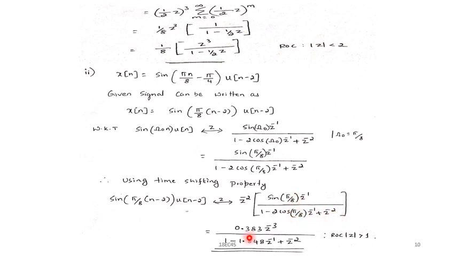So sine pi by 8 I'll get 0.383 and 2 cos pi by 8 will be 1.848. Substituting that, we'll get the answer as 0.383 z to the power minus 3 divided by, in the denominator, 1 minus 1.848 z inverse plus z to the power minus 2, with ROC mod z is greater than 1. And in this problem, if it is not possible to remember this equation, you can just solve by using a direct method and obtain the z transform, then apply the time shifting property. In this way also you can solve it.